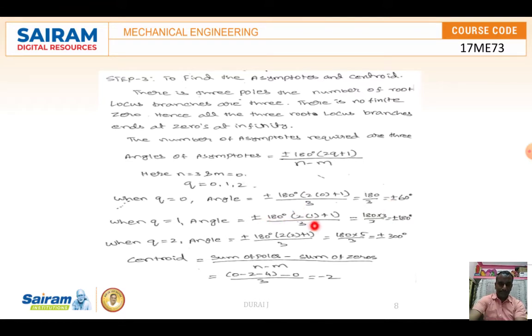Okay, same like here also, plus or minus 180 degrees comes for q equal to 1. So q equal to 2 means plus or minus 300 degrees it comes.